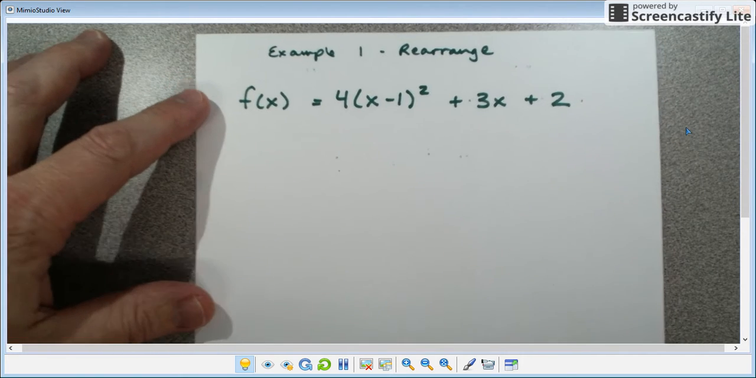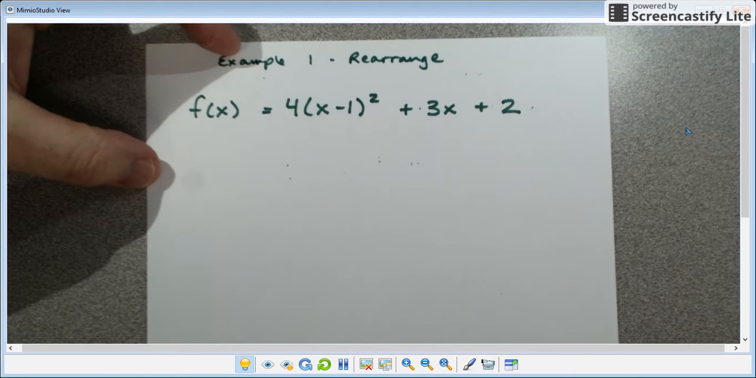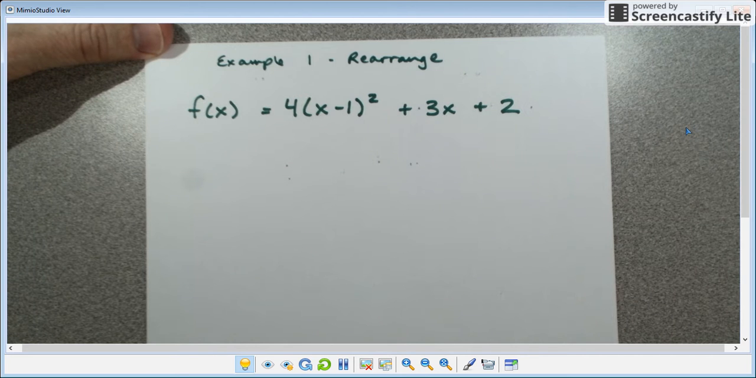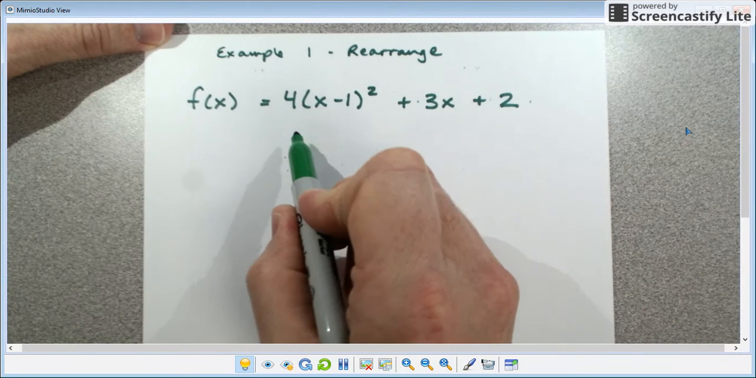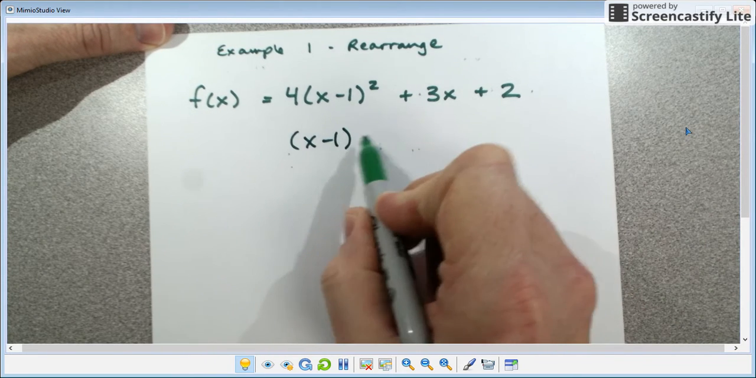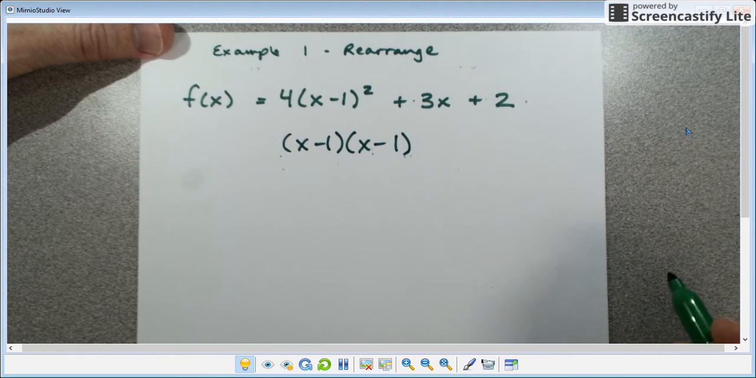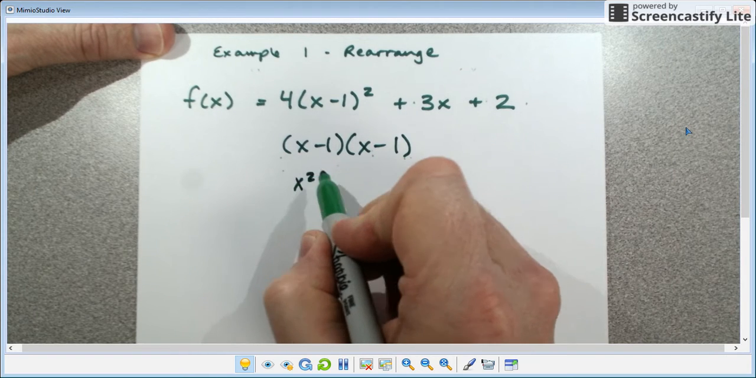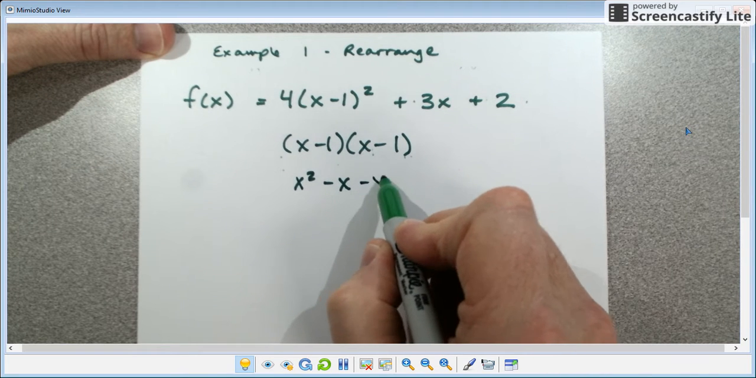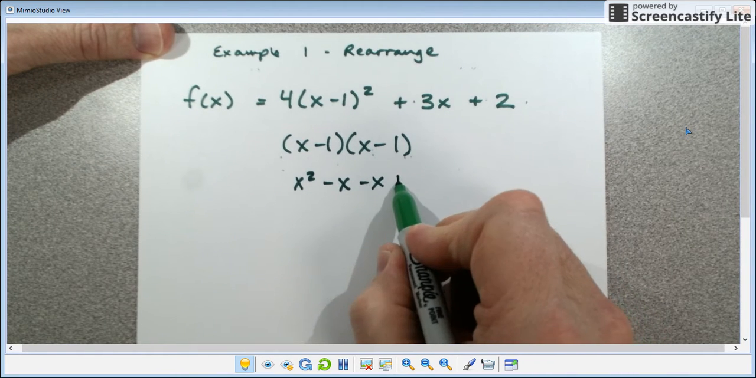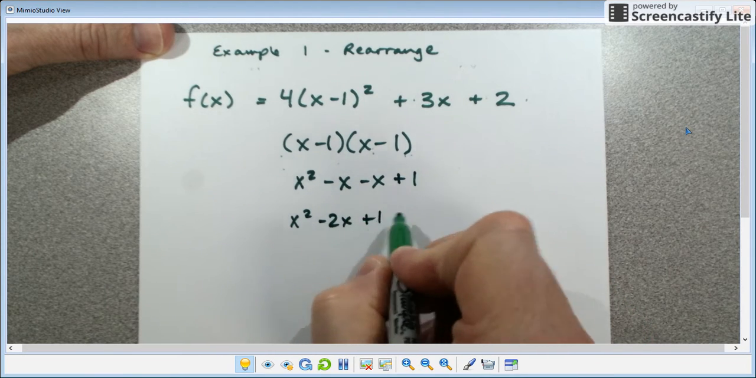So we have an example here that we're going to go through. We have 4 times the quantity x minus 1 squared plus 3x plus 2. So we're going to do a little bit of algebra here to rearrange this and get it back into standard form. We're going to, of course, square our x minus 1. Your order of operations says exponents come first, so we're going to have to do some FOILing there for that x minus 1 squared. X times x gives us x squared. X times negative 1, that's a negative x. Negative 1 times x, that's another negative x. And negative 1 times negative 1 is plus 1. So that would be x squared minus 2x plus 1.